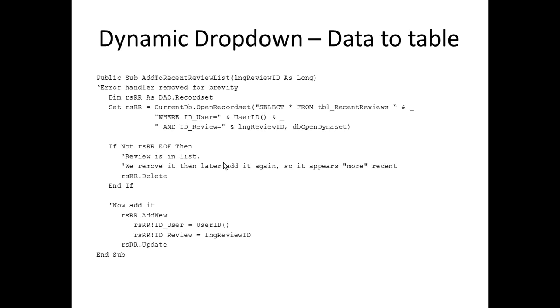This way, each time a review is opened, it gets placed on the top of my list of recent reviews. Since it's an auto number, it'll get a higher ID, and as I'm sorting on that ID, that makes sure I get the latest items.